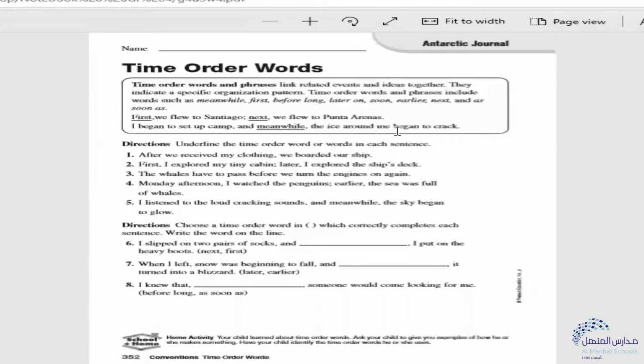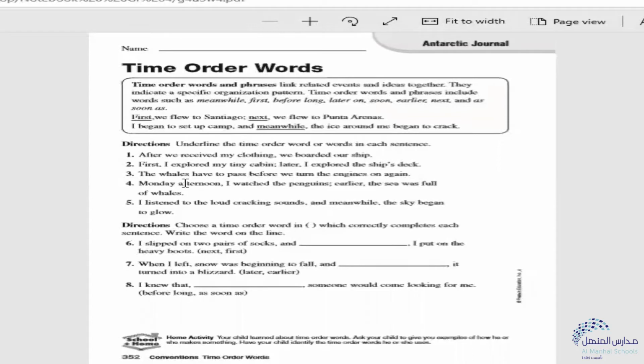If we look at this particular sentence over here, we would see that first we flew to Santiago, next we flew to Punta Arenas. In this sentence, first tells us what happened at the beginning, and the word next tells us what happened after the person flew to Santiago. So these words, first and next, show us how events are arranged from the beginning to the end in their proper order. And that is what time order words are used for.